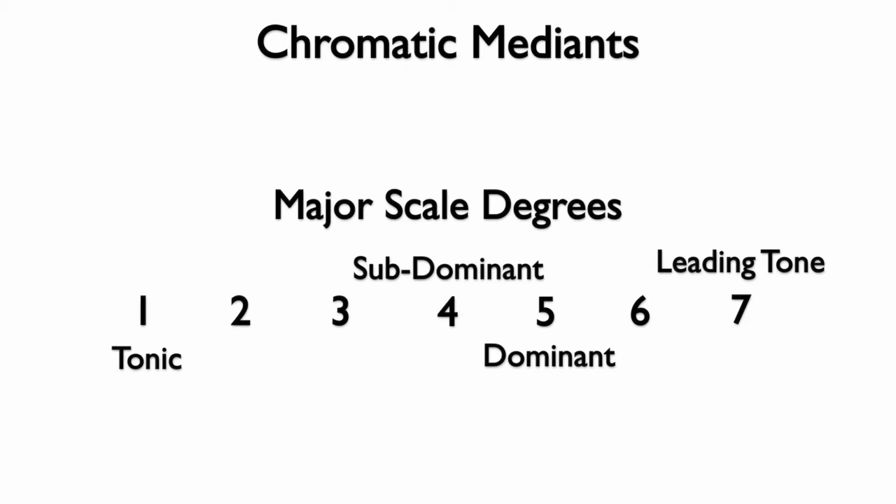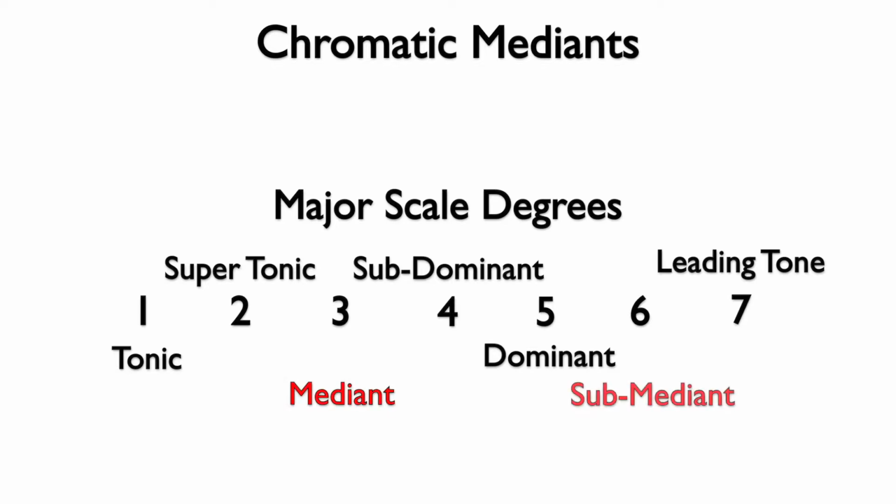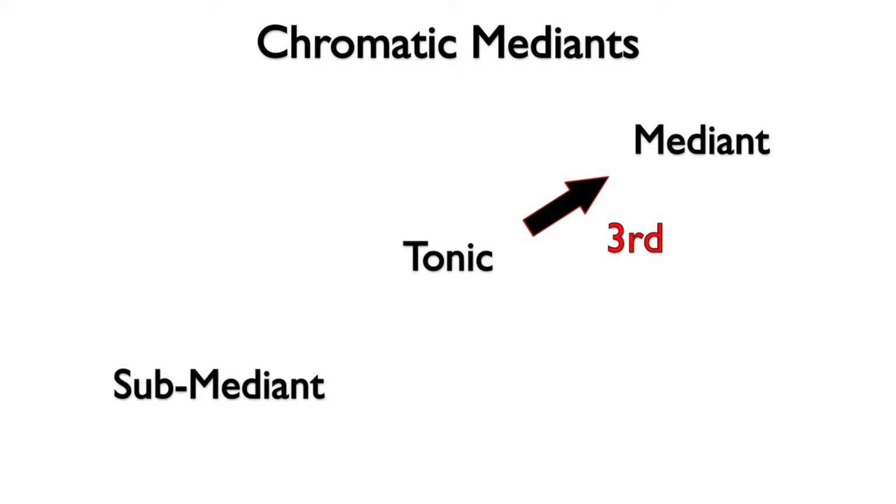The second note of a major scale is known as the supertonic because it is above the tonic. The third scale degree is the mediant, and the sixth scale degree is the submediant. The term mediant is used with the 2 notes that are a third away from the tonic, the mediant being a third above, and the submediant being a third below.